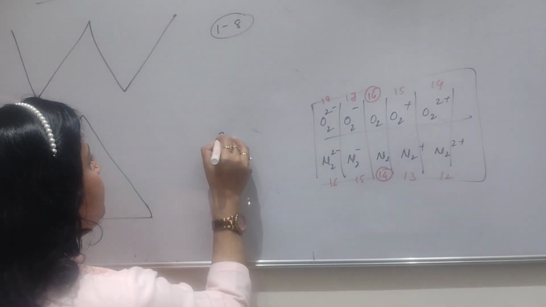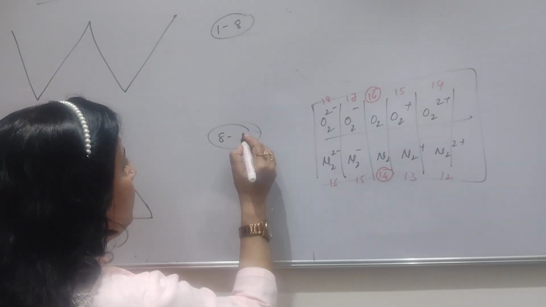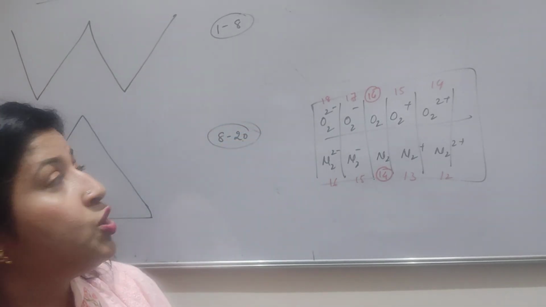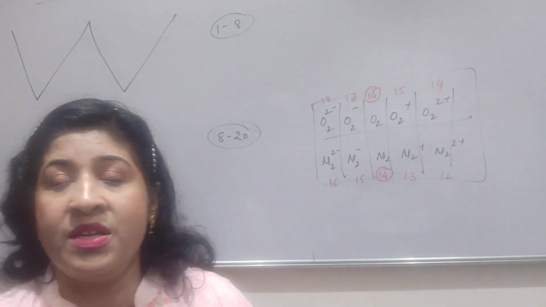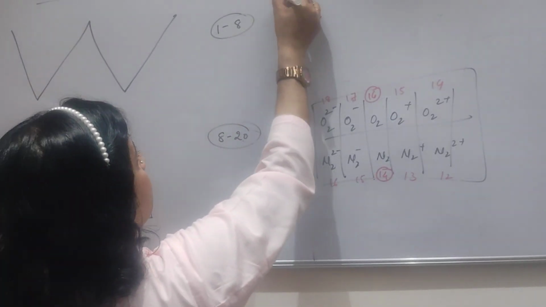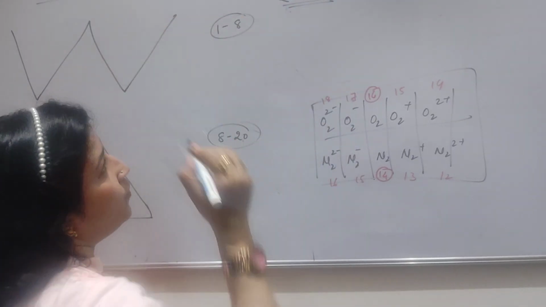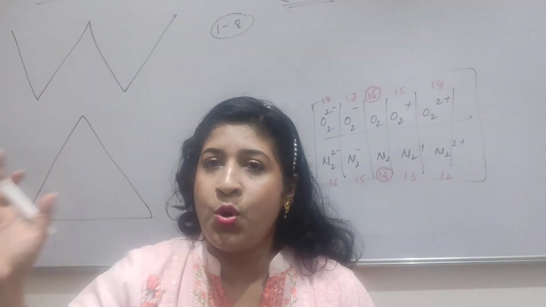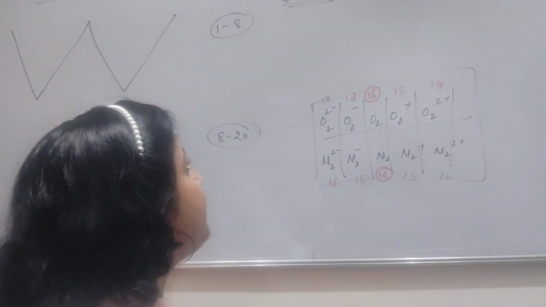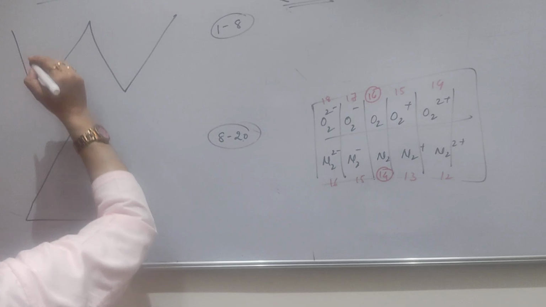If it is 8 to 14, then you're going to go with this. Or suppose 8 to 20. So this trick is exclusively to find bond order which is less than 20 electrons. This is the trick to find the bond order. More than 20, we have a different trick. So if it is less than 20, then you can remember like this.